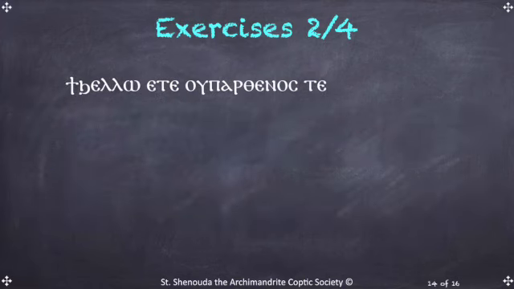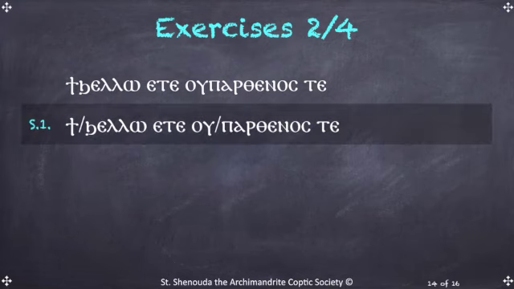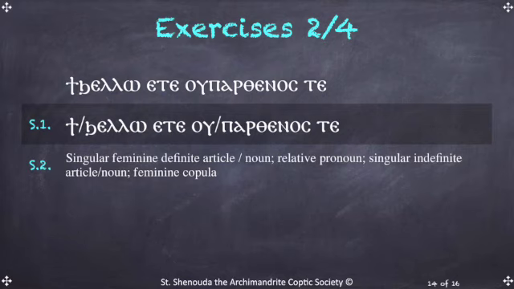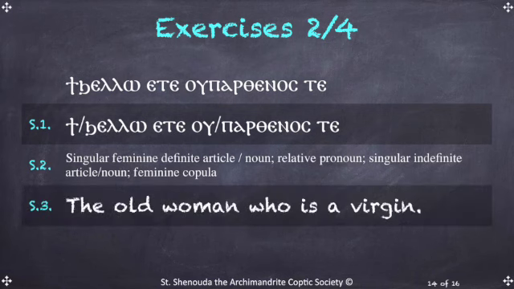Another example, Tichello ete u partenus te. Step 1, I break the sentence. Step 2, I define all the elements. And step 3, I translate the sentence. In the homework, I do expect to see at least step 1 and step 3. I'll give extra credit if you do step 2, but I want to see at least step 1 and step 3 in your translations in the homework.